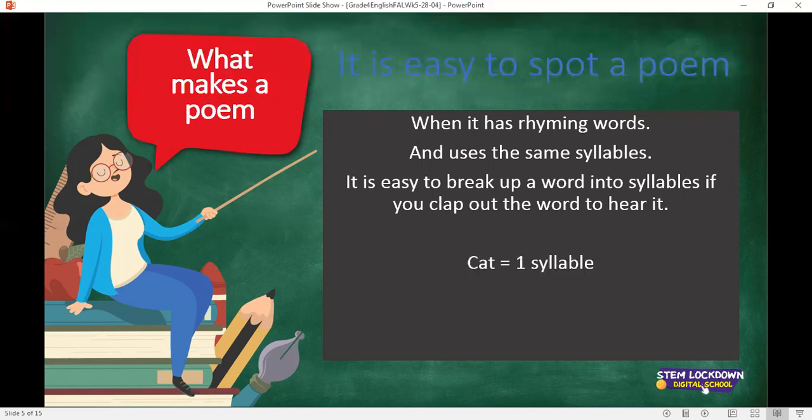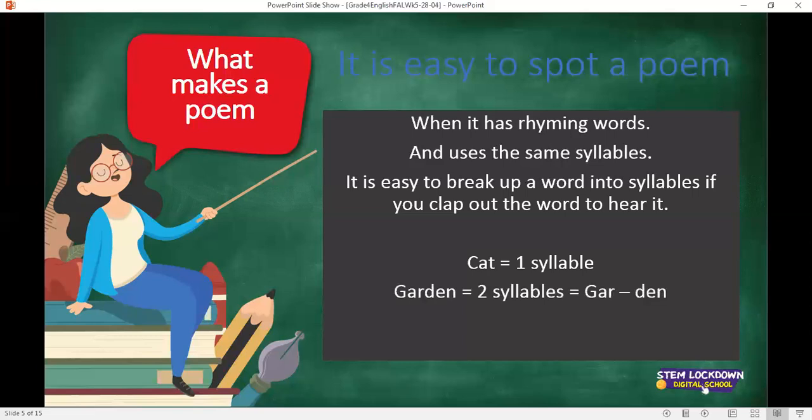So if I look at the word cat, put your hand under your chin and say the word cat. How many times does your mouth move down? So it's only once. And if I clap the word out, I say cat. So I do it once. So it's one syllable.